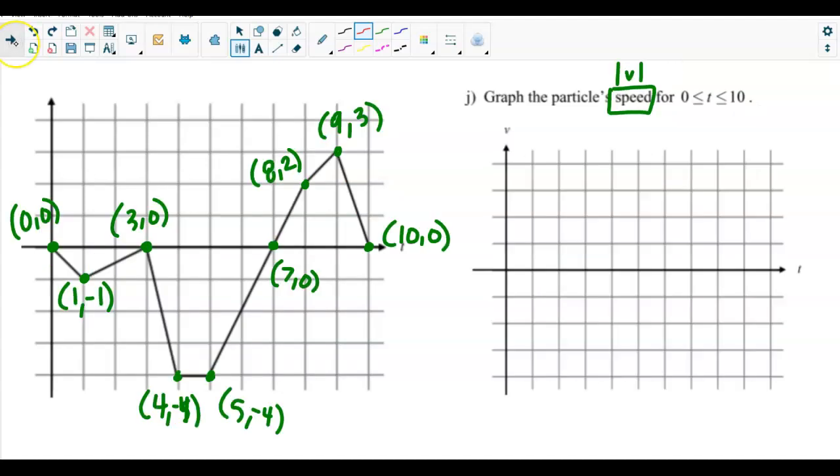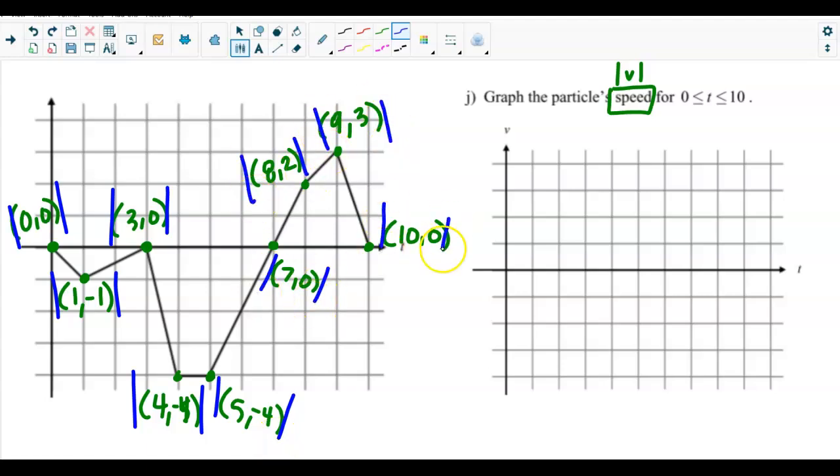And lastly, if we wanted to graph speed, remember speed is the absolute value of velocity. So whatever these ordered pairs are, we're actually just taking the absolute value of them and graphing them as if they were all positive. And so when we do that, we actually get 0, 0. 1, -1 turns into 1, +1. That one stays, but 4, -4 actually comes up here. 5, -4 comes up here. And then everything else is just positive, so it stays where it is.